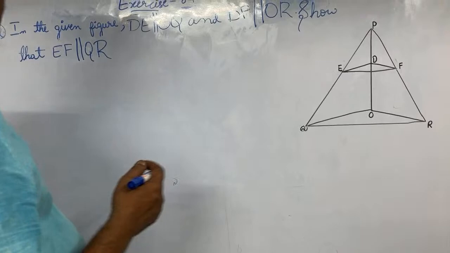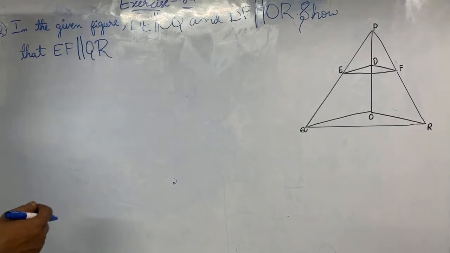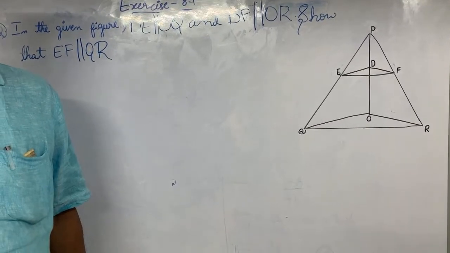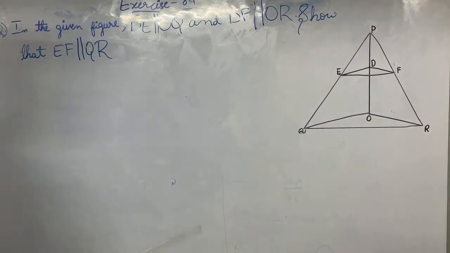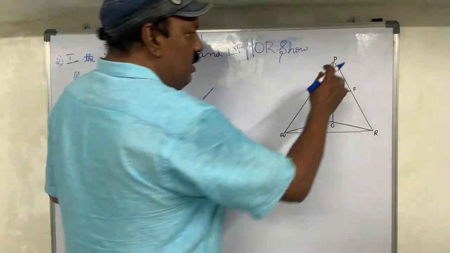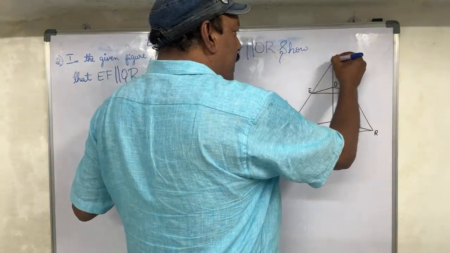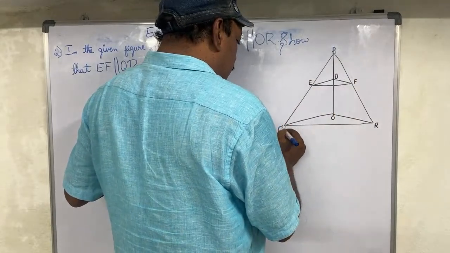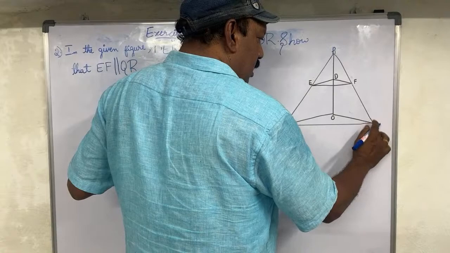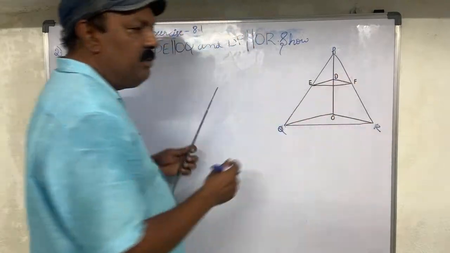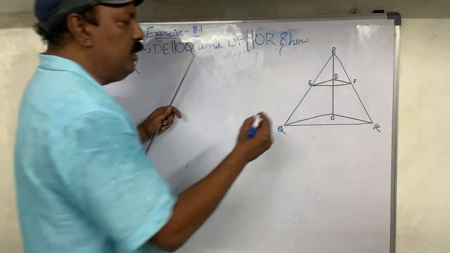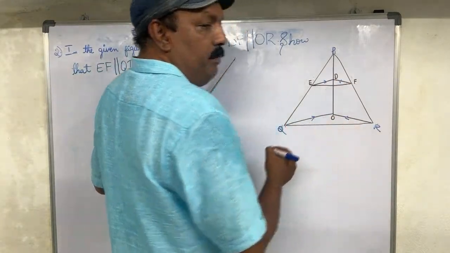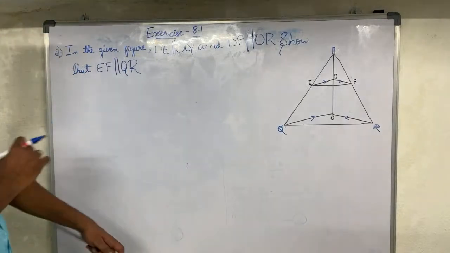And here is another important sum, sum number 6 in exercise 8.1. It is the most important one, and it is also very easy. Here one big triangle is taken, that is PQR. In this triangle, two triangles you can find. I already told you about the comparison of two triangles, which is possible in every sum.